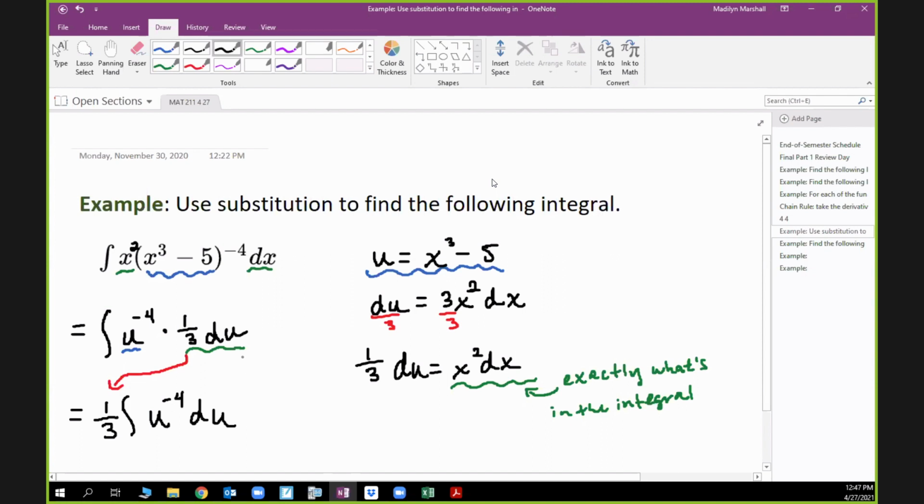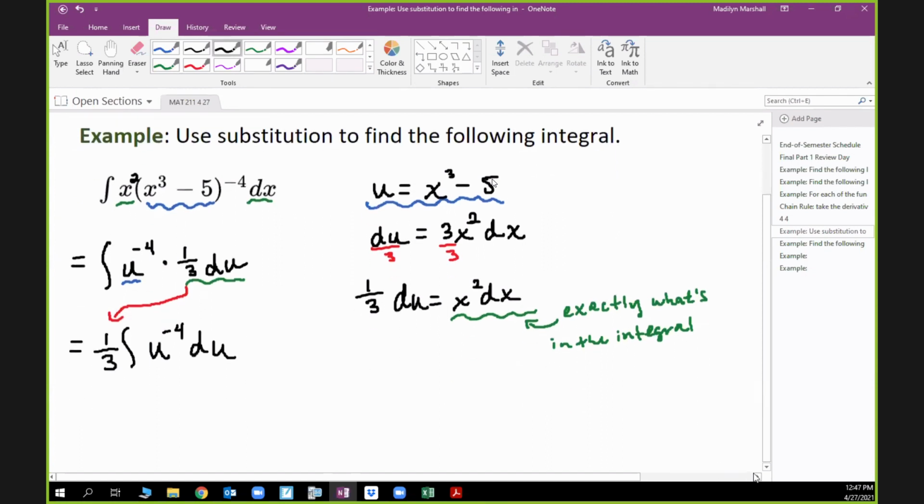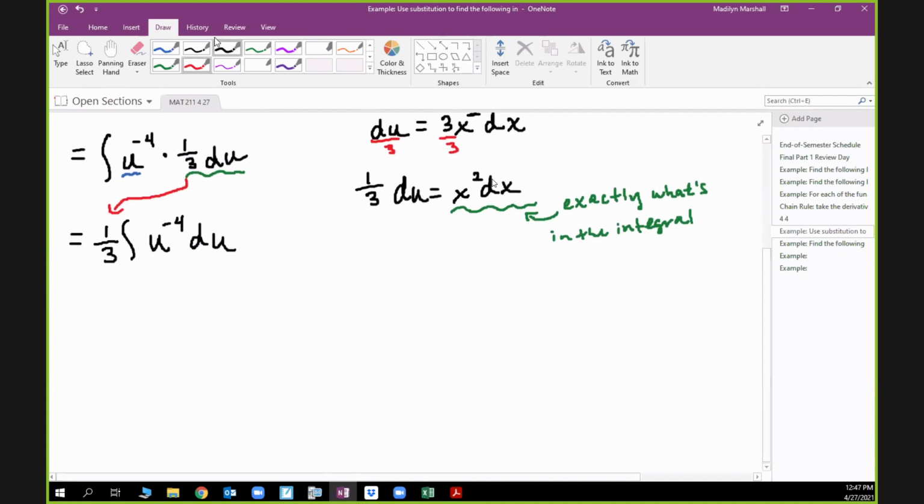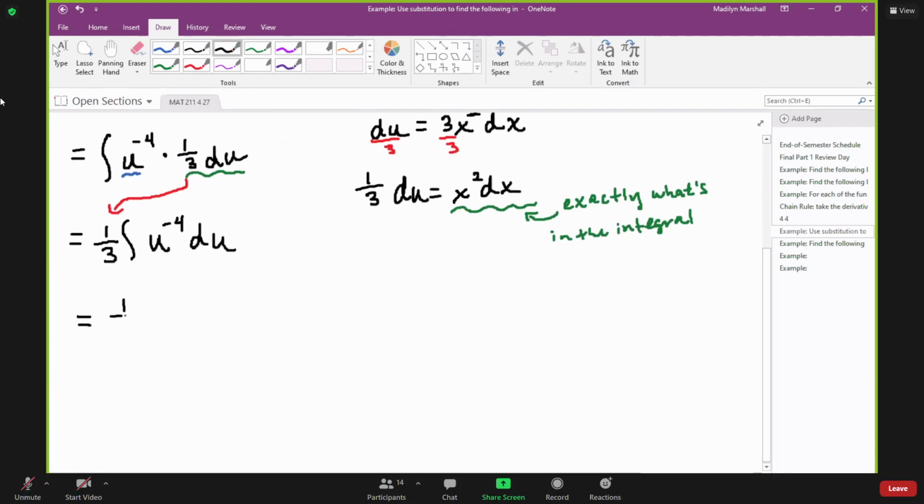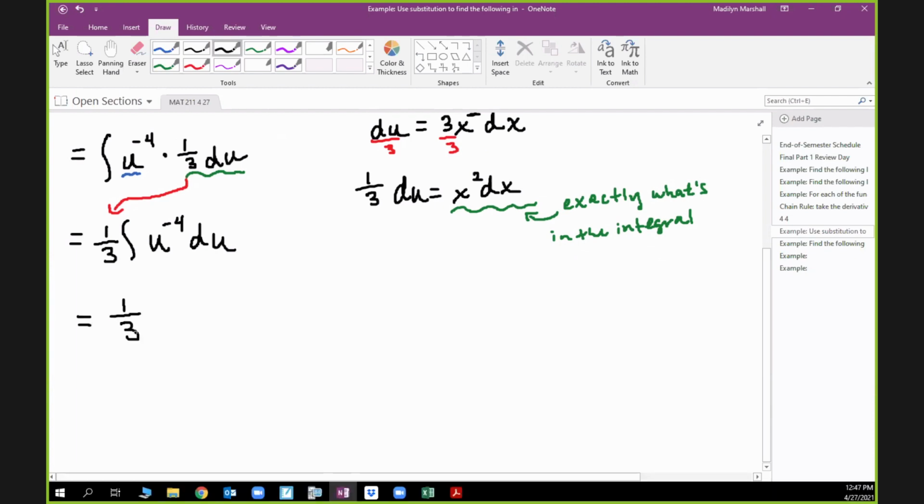And 1/3 u to the -5 over -5. Not quite. So we have our 1/3 out here. When we're doing an integral with the power rule, the reverse power rule, are we adding 1 or subtracting 1? Adding 1, -3, -3, exactly, over -3. Right.